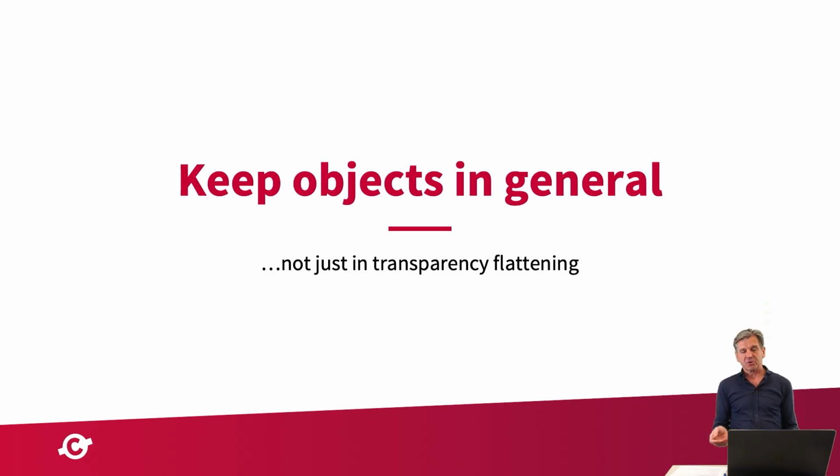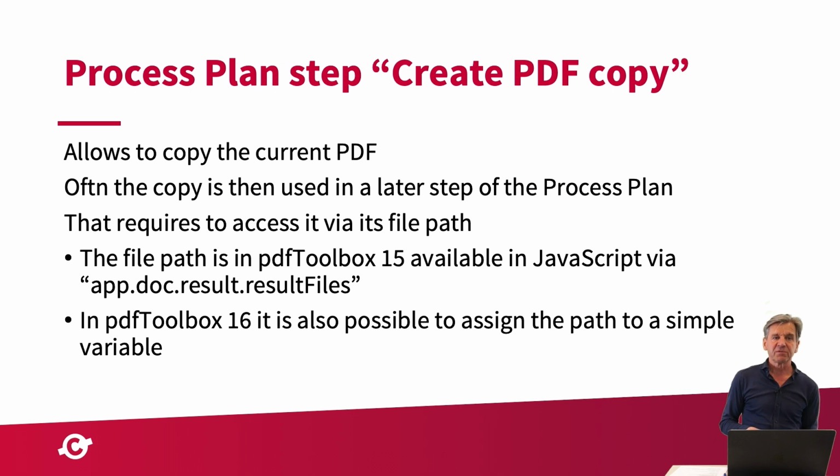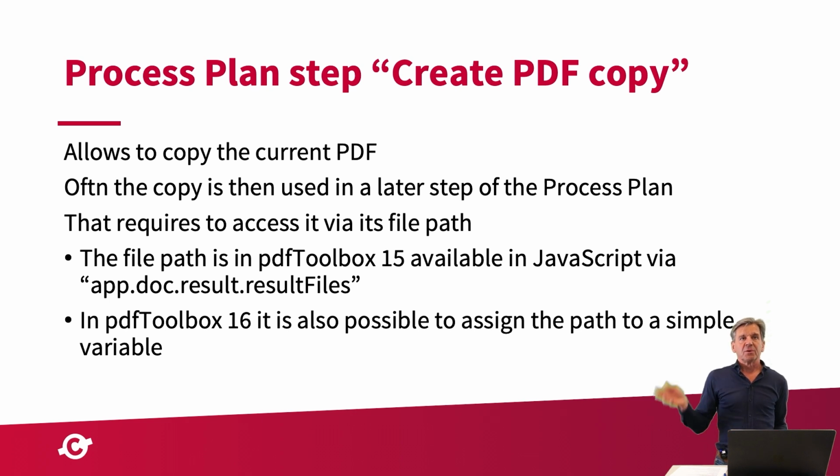So you could also say we are now looking into something where we keep objects, but not just in a transparency flattening process, but in something different. And that was also always possible, not always, but in previous versions also possible in a process plan. In a process plan, you can have a step that says create PDF copy, and that allows you to copy the current PDF and then maybe later on getting back to it. Often, the copy is then used in a later step of the process plan to put it on top of it.